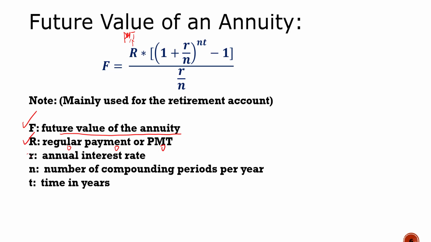Lowercase r represents the annual interest rate. You can also view that as the effective interest rate. N is the number of compounding periods per year, and t is time in years. So the unit for t must be years. This is the future value of annuity formula.